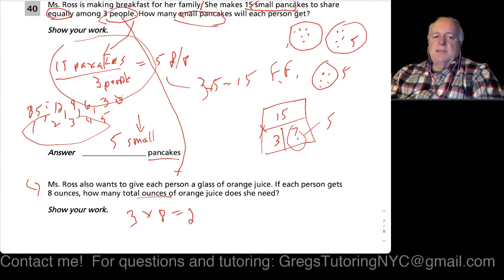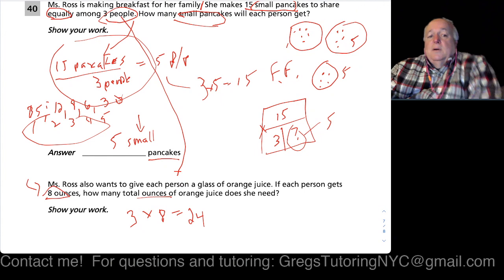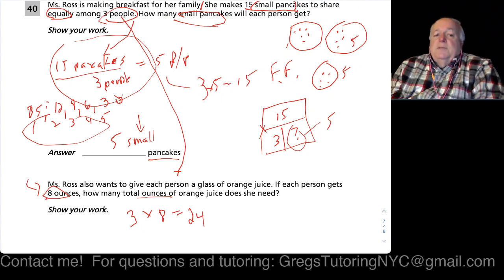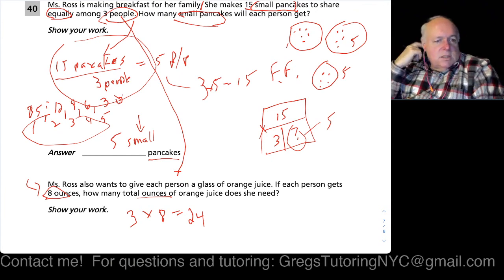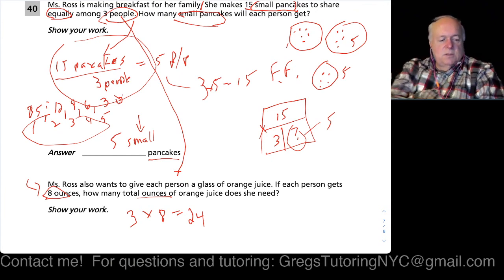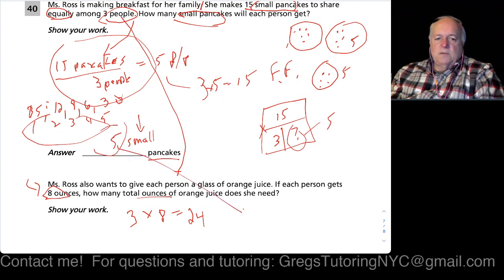Some kids say 8 because it's 8 per person. No, it's asking what's the total for everybody, not just for a person. Okay? This is not just a reading comprehension question, this is math on top of it. Some kids are also going to take the answer of this 5 here and do 5 times 8 equals 40. Okay? Because sometimes we use the interim values to feed into the next part. That is not the case on this question. Okay? Part B has nothing to do with Part A except the fact that there's still 3 people.